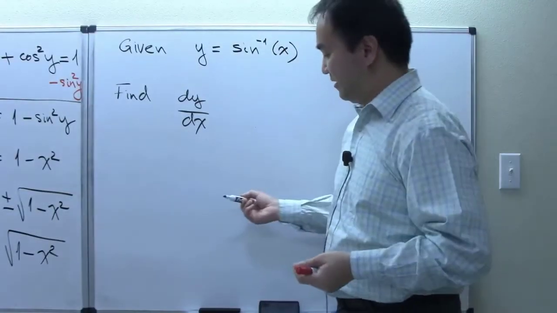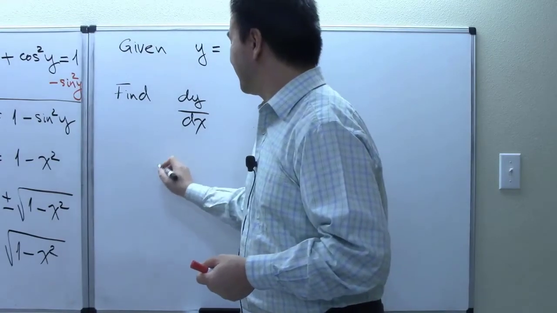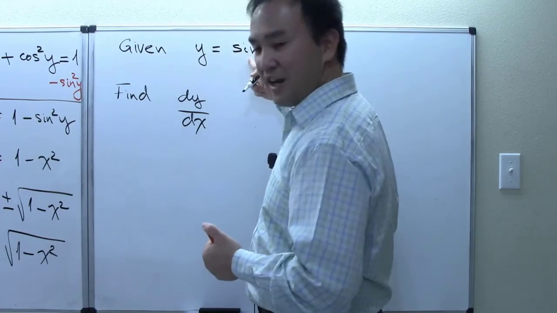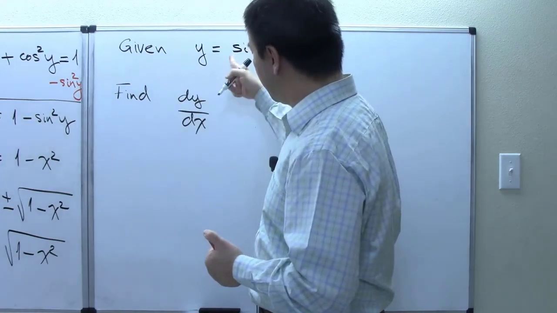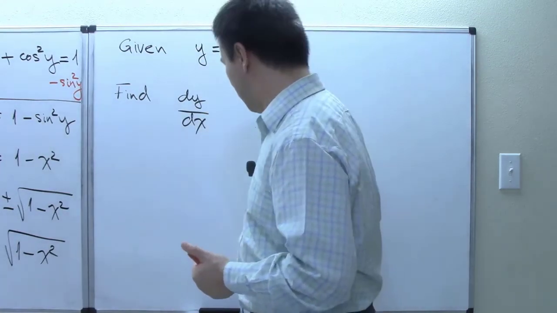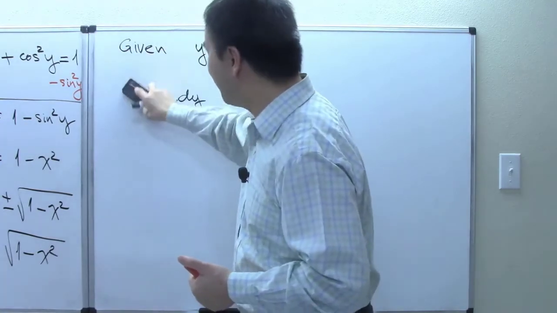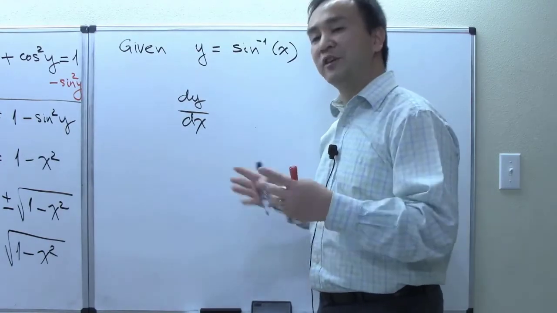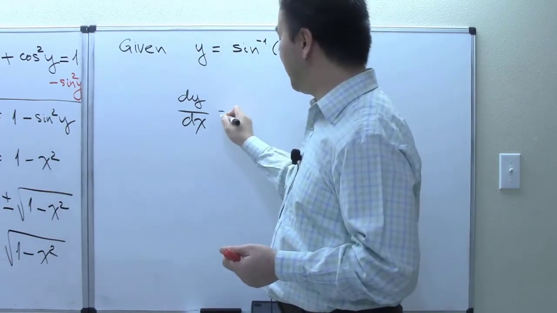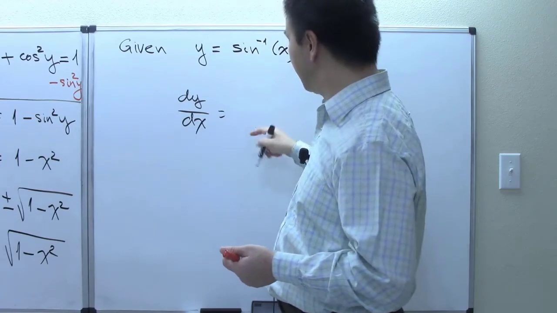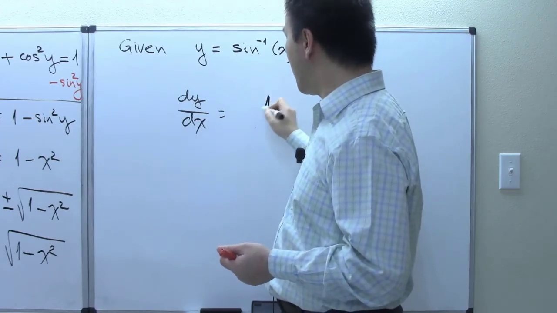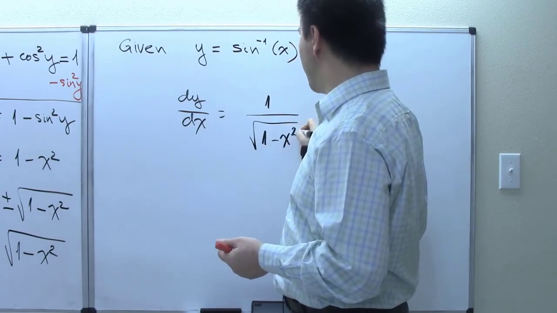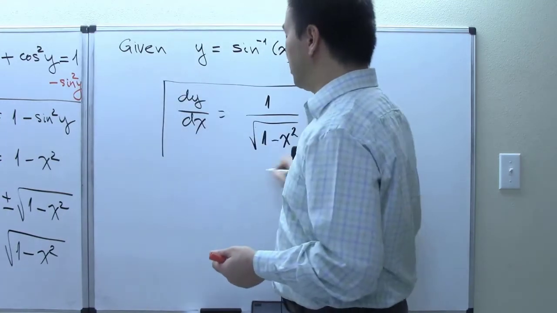What we have found here is that, given y equals sine inverse of x, the derivative dy dx equals, and instead of writing find dy dx, I'm going to write it as a final generalization right here: the derivative of any sine inverse of x function is going to be 1 over the square root of 1 minus x squared. That is our derivative.